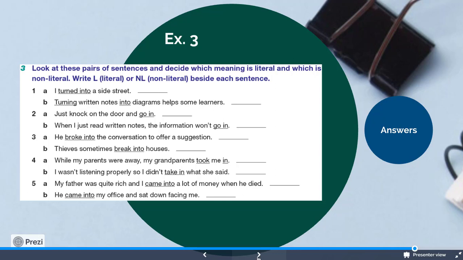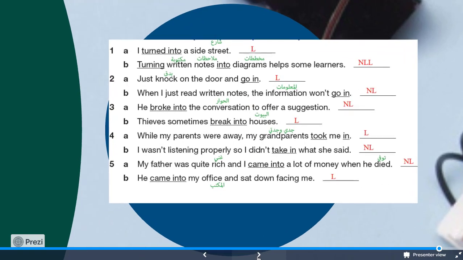Now stop the video and try to guess the meaning of other sentences. Once you're ready, move on. Let's see now together. Number 2. Just knock on the door and go in.